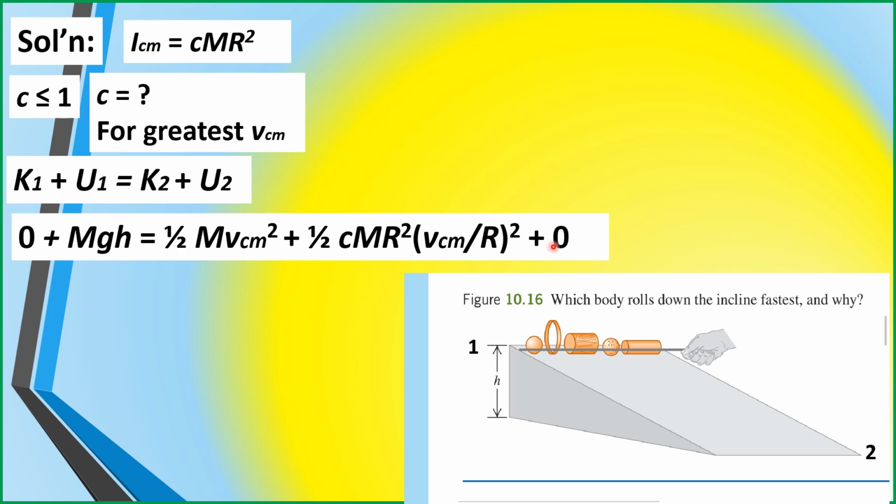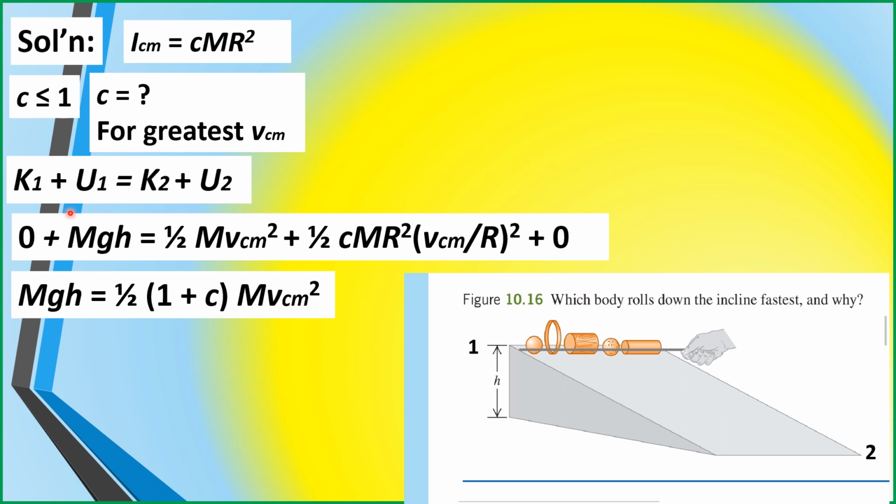Of course, the gravitational potential energy at level 2 is equal to 0. And if you're going to simplify this equation, we will now arrive at our working formula for determining the translational speed of the center of mass, or v sub cm.